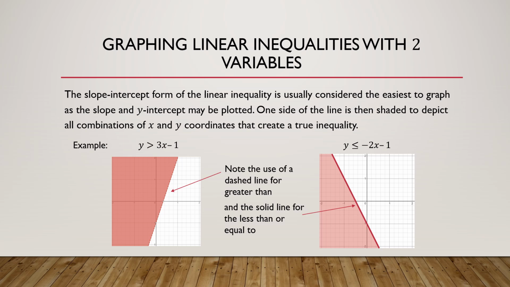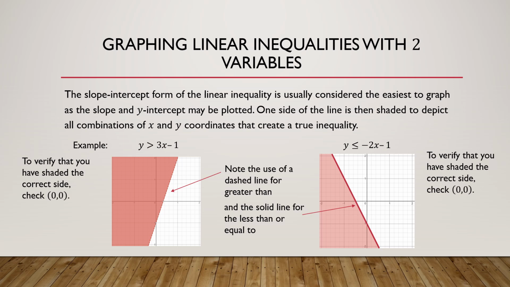When in doubt, use the point (0, 0) to verify. Enter 0 for both x and y and determine if the result is a true statement. If true, then shade the side of the graph that includes the point (0, 0). If false, then shade the opposite side.